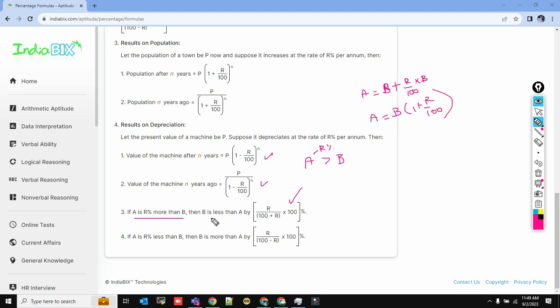Correct? And B is less than A by how much percentage? From A, if you subtract some X percent of A, you get B. So you have to find X here. When you subtract some percentage from A, you get B, so how much percentage B is less is what you have to find. If you take A common, this will be A into (1 minus X by 100), which is equal to B.